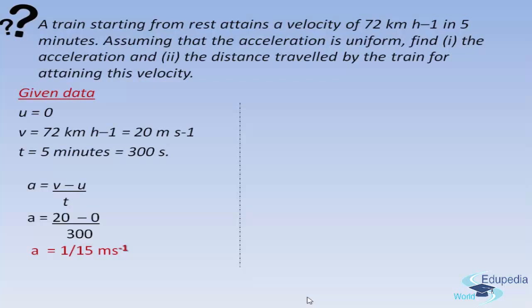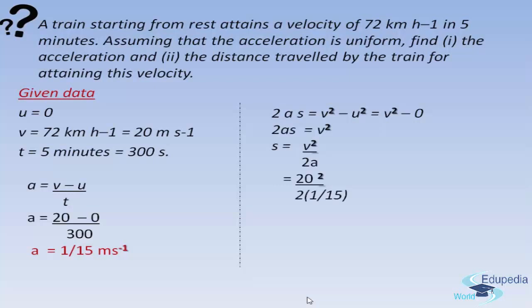Now let's calculate the distance traveled by the train for attaining this velocity. Here we have to assume that the acceleration is uniform. Again, we apply the equation of motion, which is 2as = v² − u². We know that in this case also, the initial velocity was 0. So when we substitute the value of u, we get 2as = v², right? So s = v²/2a.